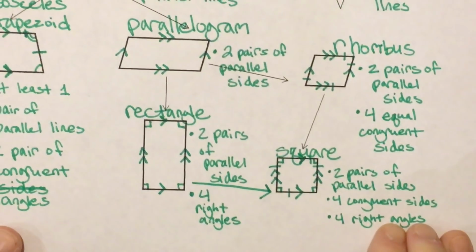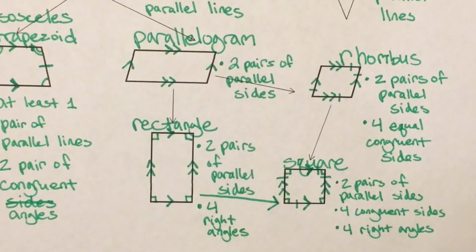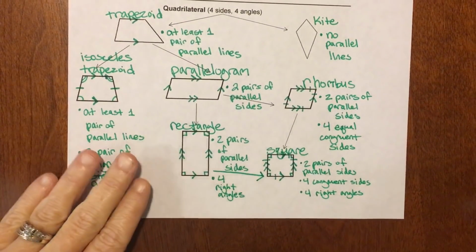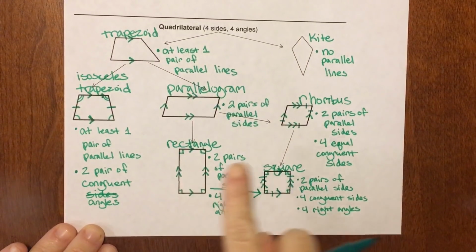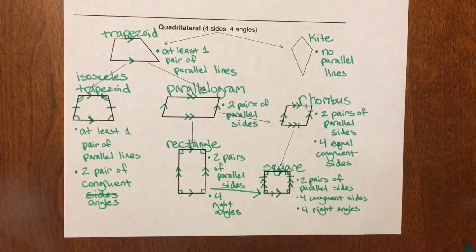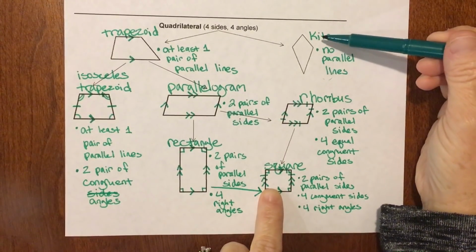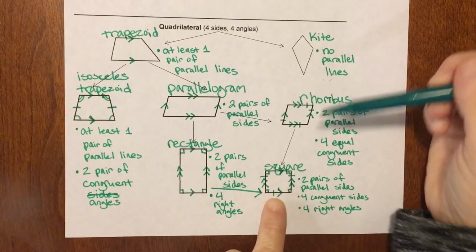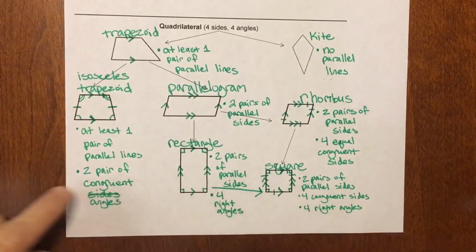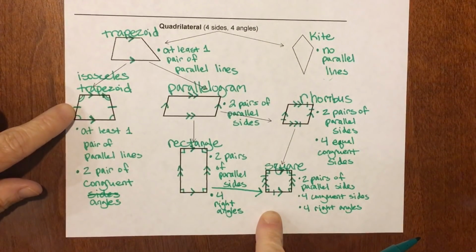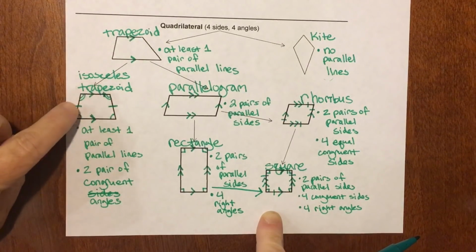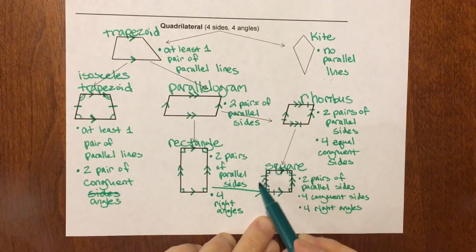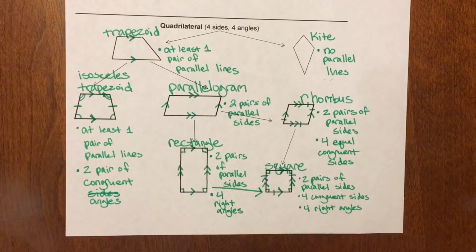So a square actually could be called so many different names because it follows all the rules of the trapezoid, the parallelogram, the rectangle, the rhombus, and the square. It doesn't follow the rules of the kite though. The kite says no parallel lines, so you can't call it a kite. Okay, it doesn't follow the rules of this because it says 2 pairs of congruent angles. Well, it actually has 4 angles that are all equal.